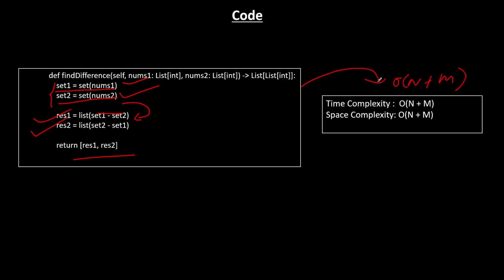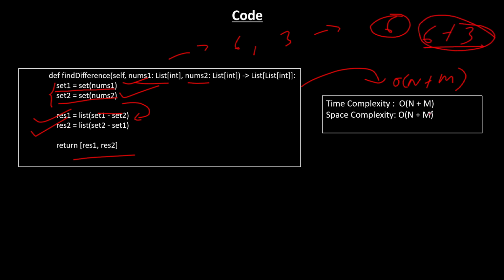Why n plus m? Why not O of n? Because the lengths of nums1 and nums2 could vary. It could be of length 6 or it could be of length 3, right? So you cannot just say that it's of length 6. It will be of length 6 plus 3 total, right? That's why n plus m. And the space complexity is O of n plus m. Same scenario, since we are using sets and result lists to store the answer, the space complexity comes out to be O of n plus m. That's all. I hope you understood the problem. Now let's move to the next slide.